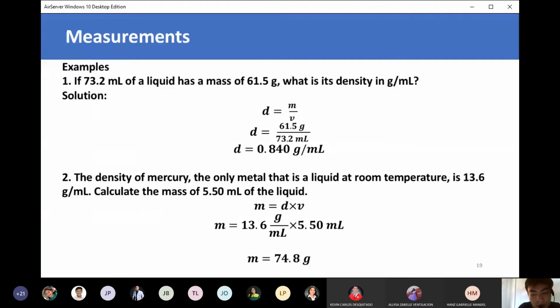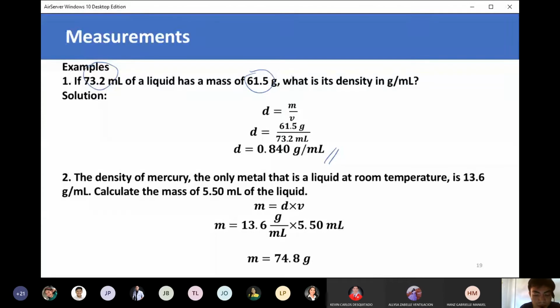So if we have 73.2 milliliters of a liquid and has a mass of 61.5 grams, all we have to do is to divide the mass by the volume. So we get this answer, no? By the way, the common unit for density is grams per ml.